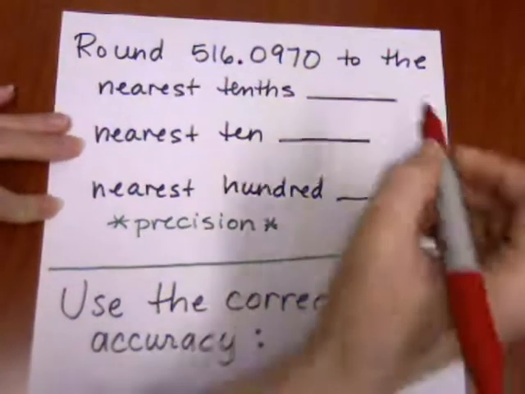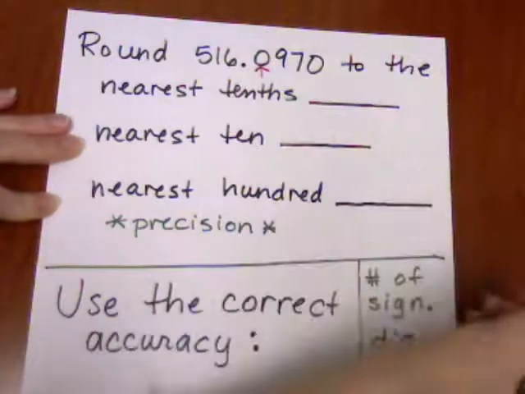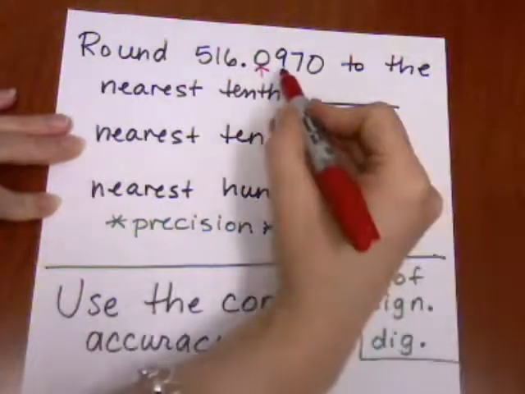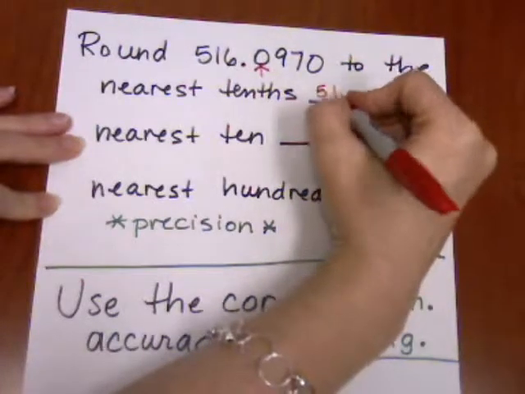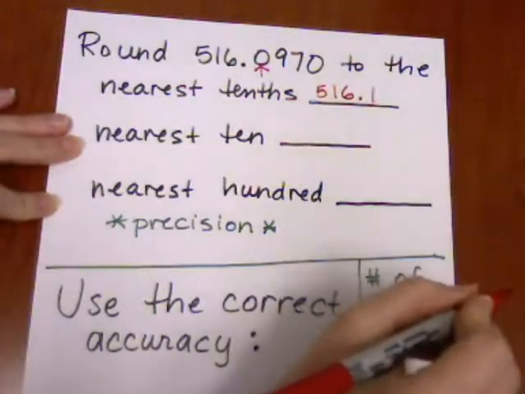Now, to round it to the nearest tenth, you need to find the tenth position, which is right there. Look at the next number to the right of it. Do you need to round it up? It's 5 or bigger, so yes. If I round this to the nearest tenth, I will write down 516 and 1/10.